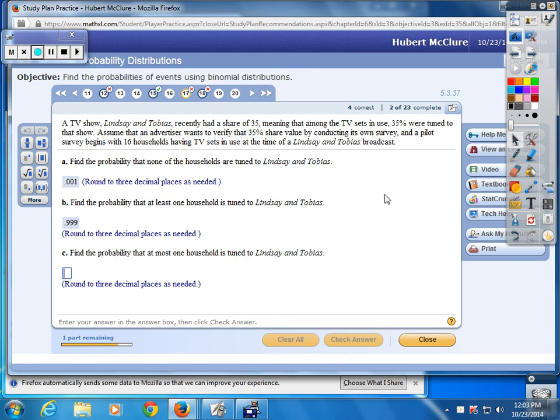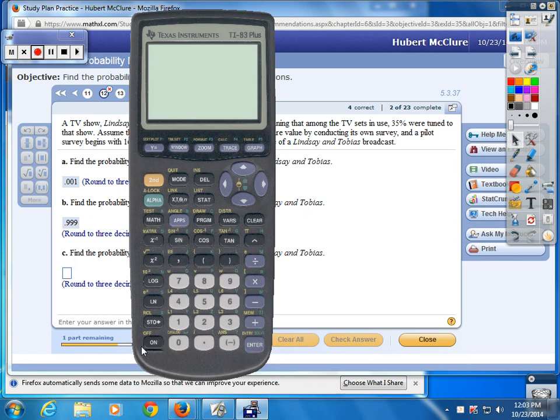All right, do this one. Find the probability that at most 1 is watching the show. At most 1. What does at most 1 mean? It means that 1 is the highest number, so that means 0 and 1. We got 0, so then we got to find what? 1.